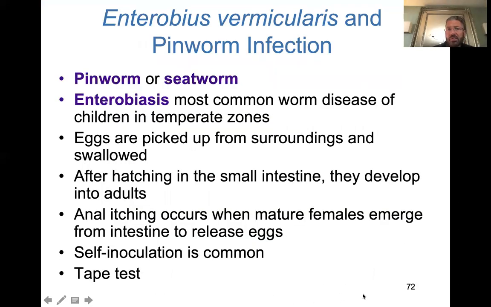So pinworm or seatworm, as I said, is the most common disease in children in temperate zones. Eggs are picked up from surroundings and swallowed. After hatching in the small intestines, they develop into adults. Anal itching occurs when mature females emerge from the intestines and release the eggs. So at night, the female travels down the rectum and deposits the eggs on the end of the rectum, hoping that somehow they'll get picked up by someone else. Self-inoculation is very common, and they use the tape test for that.